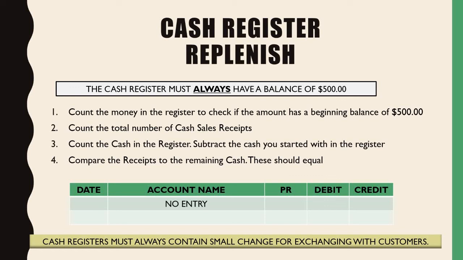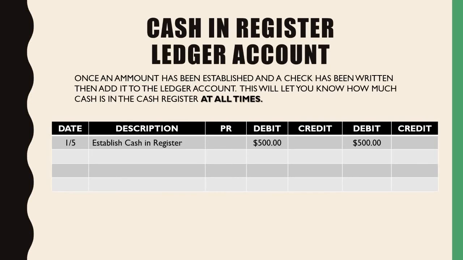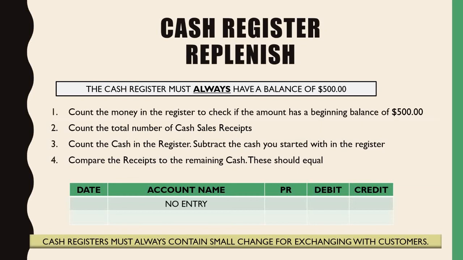Now, what do you do with that extra money? Well, you take that extra money and you put it in your bank. Okay, simple, right? When you have profits from sales, you just put it right into your bank account. But make sure you're leaving the exact amount that you start out with. So every time I open up my cash register, I need to make sure I have exactly $500 in there, because that's exactly what I established my register for. So again, when you replenish it, there's no need for an entry.